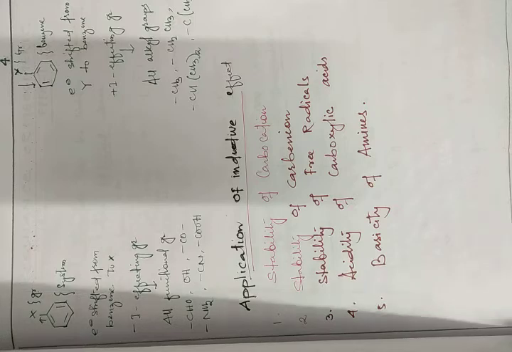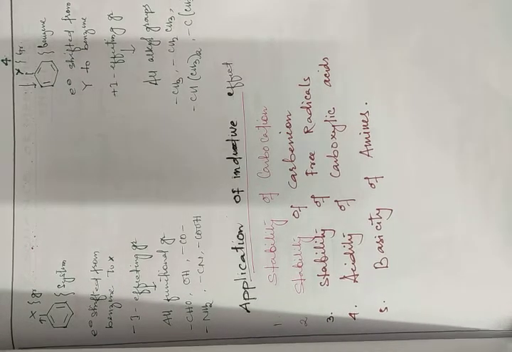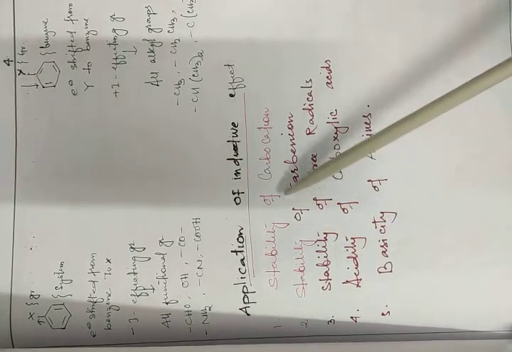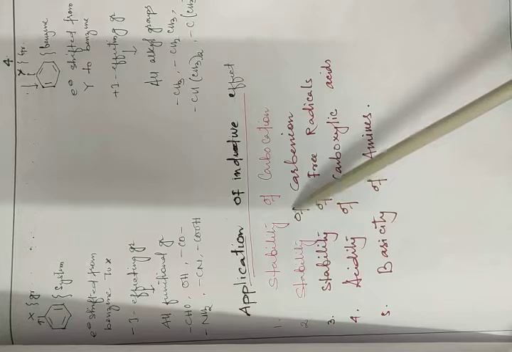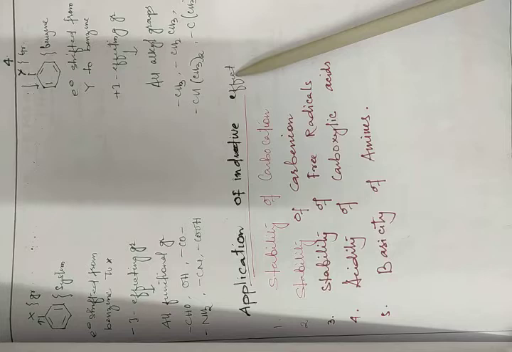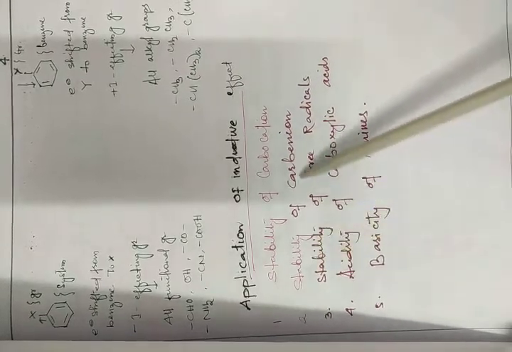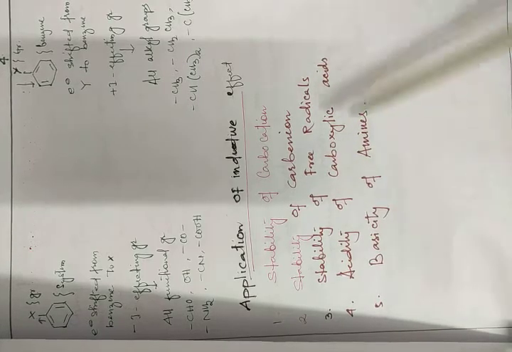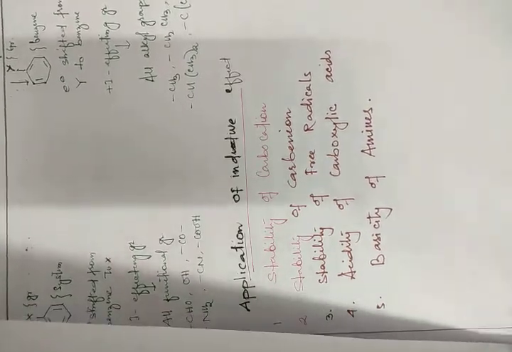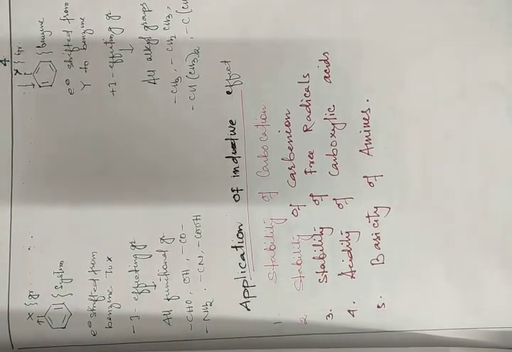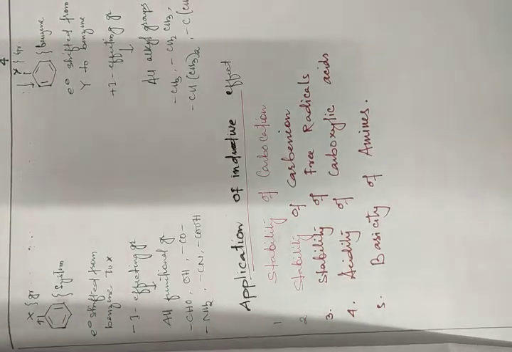Now here are some applications of the inductive effect. Let's see, there are 5 points. The inductive effect applies to the stability of carbocations, and the same as the next one, carbanions also, then the stability of free radicals, then the acidity of carboxylic acids, and the basicity of amines. So these 5 points are the applications of the inductive effect.